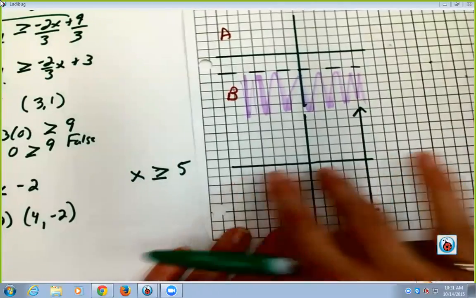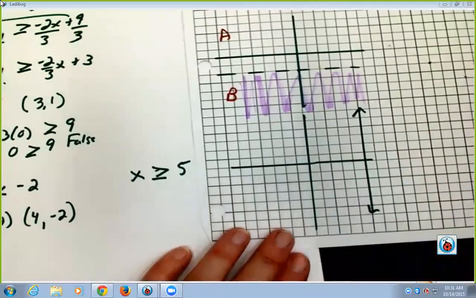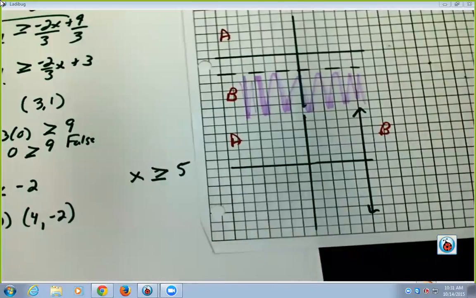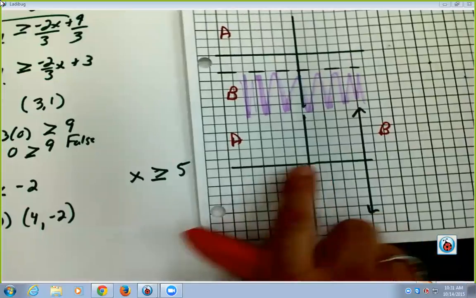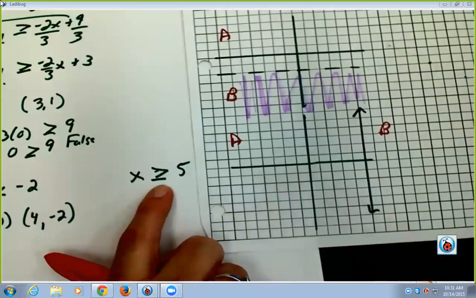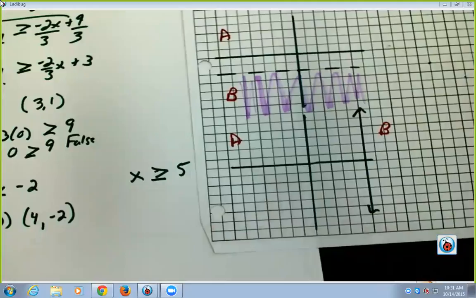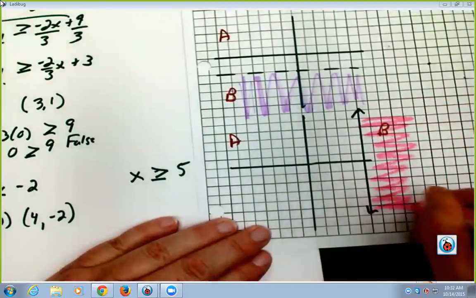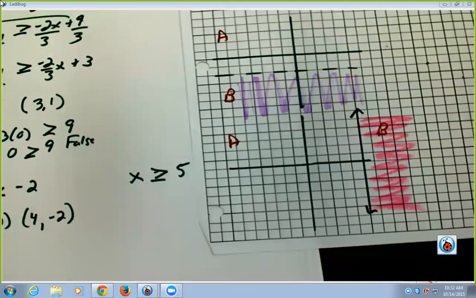And so I got a solid line. Do I shade this side or do I shade that side? So is it side A I shade or side B? I keep getting falses all the time with these. It's because 0 goes in for x. 0 is not greater than 5. So I will want to shade this side. So that's what gets shaded there. Okay, questions with this stuff?